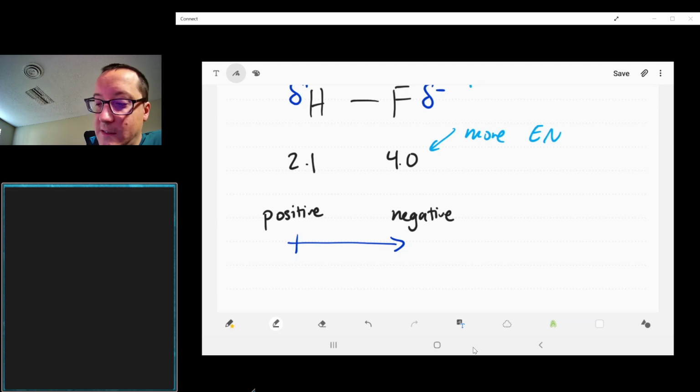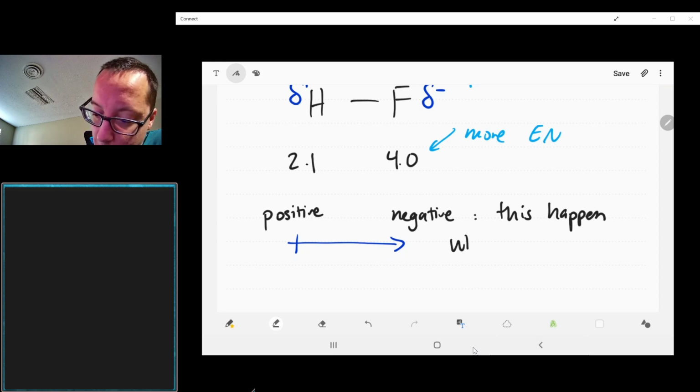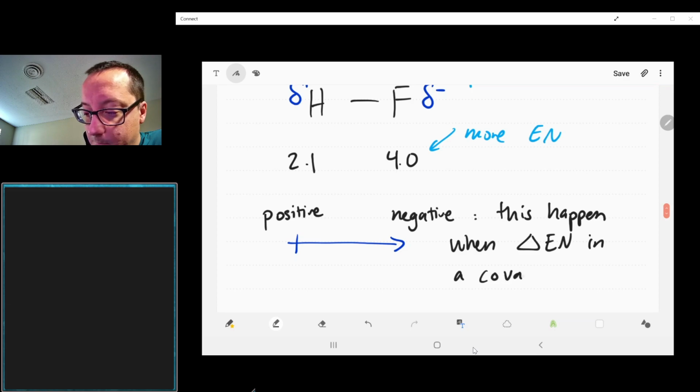All right, and so we're going to see that this will happen when you have a difference of electronegativity in a covalent bond. If there is a significant change in your electronegativity between your atoms, you're going to end up with this sort of polarity.